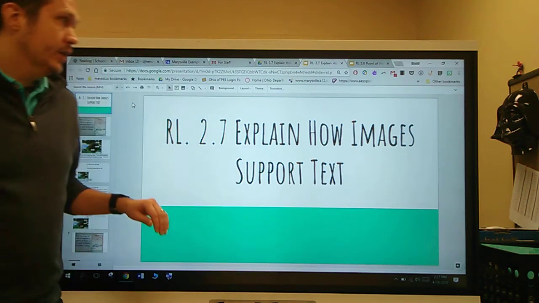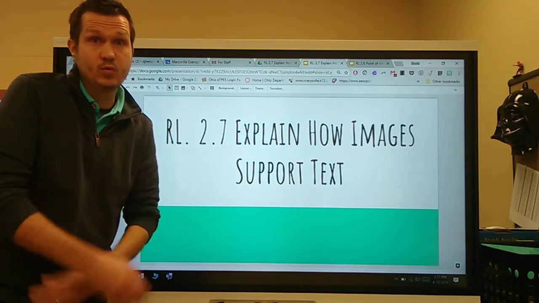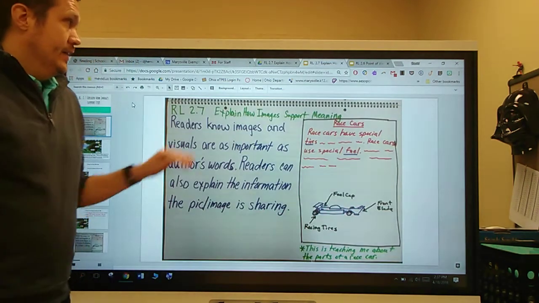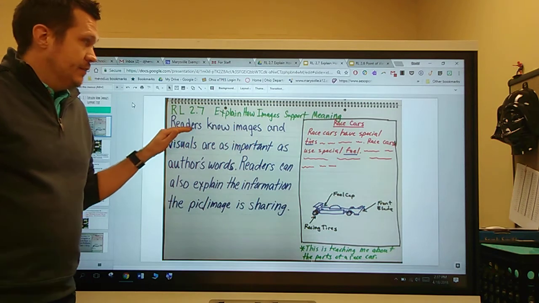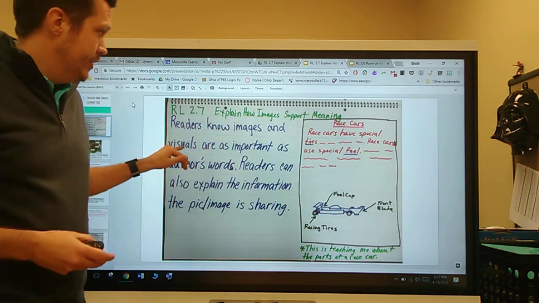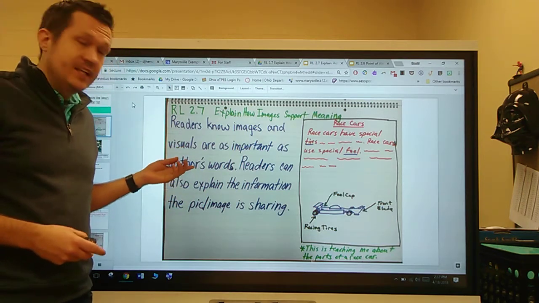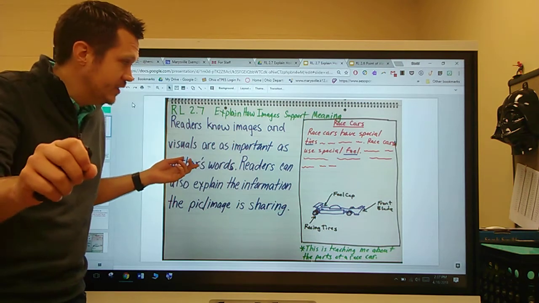Okay, today we're going to learn about how the images and visuals in a story are just as important as the words that we read. So today we're going to talk about how readers know that the images inside of a story, the visuals, are just as important to read and pay attention to as the author's words. So that's what we're going to talk to you about today.